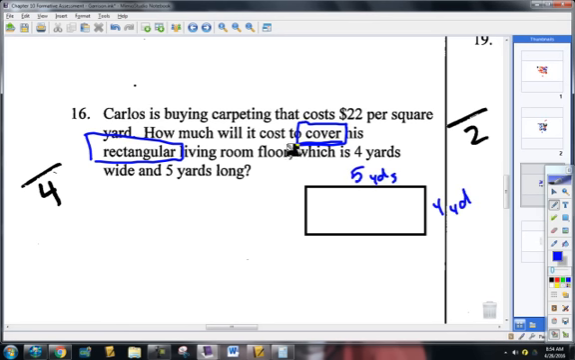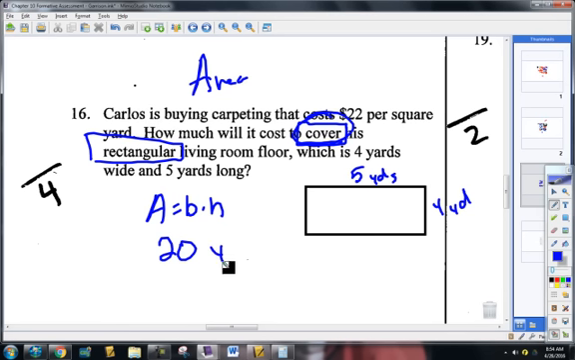So you can see where my first 3 points are going to be right here, right? Cover, area. So we've got to do formula, base times height. That is going to be 20 yards squared. So there's the first 3 points right there. Formula, answer, yards squared. Everybody good with that? Yep. That's your first 3 points.